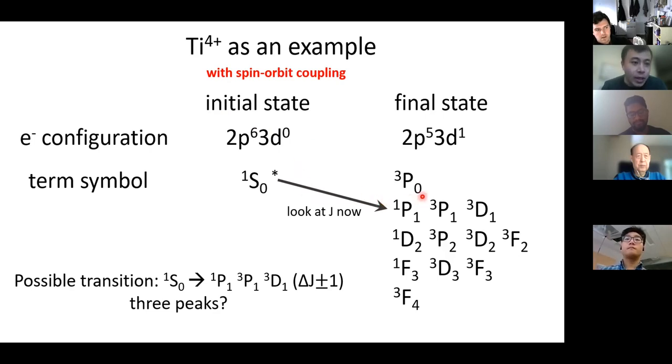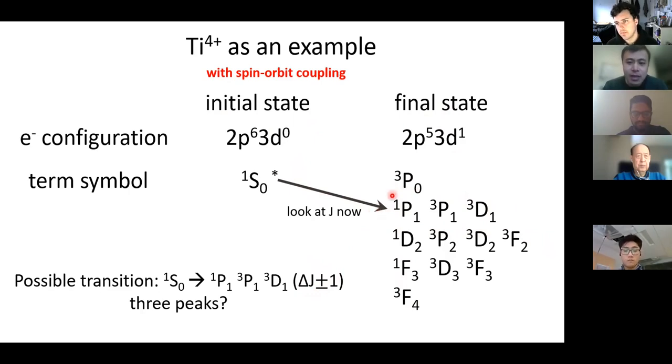And we have already identified the possible J's for the final state. Then we should be only looking at J equals 1, since, following a similar rule to the big L, the change of J should be only plus or minus 1. So now we have these 3 possible states that can be accessed by the absorption event, right?